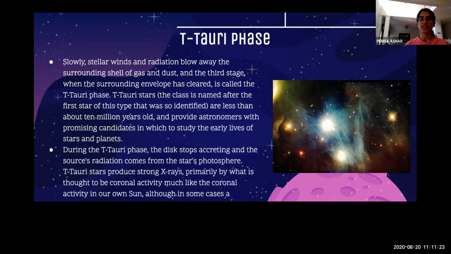During this phase, the disk stops accreting, and the source's radiation comes from the star's photosphere. T Tauri stars produce strong X-rays primarily by what is thought to be coronal activity, much like the coronal activity within our own Sun. Although in some cases, a component might be coming from hot material in the dusty disk around the stars.